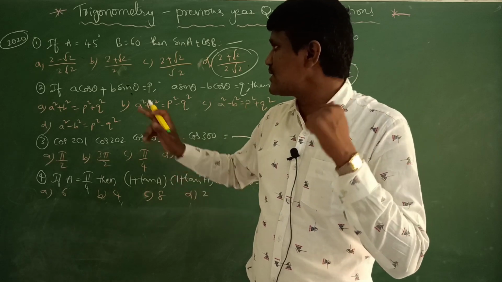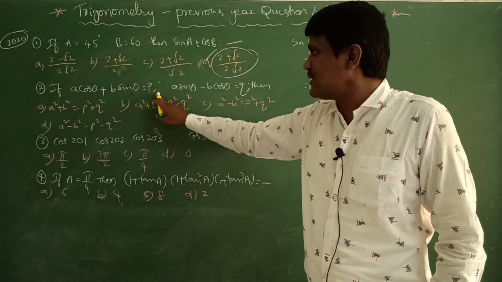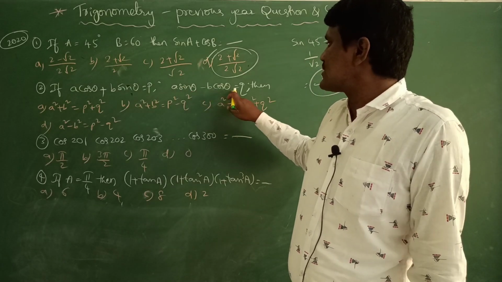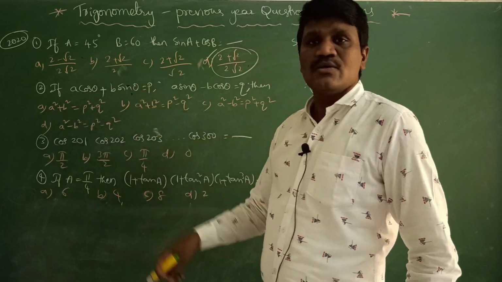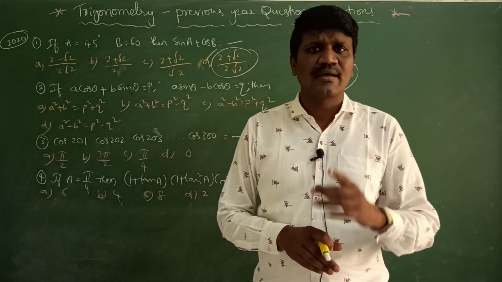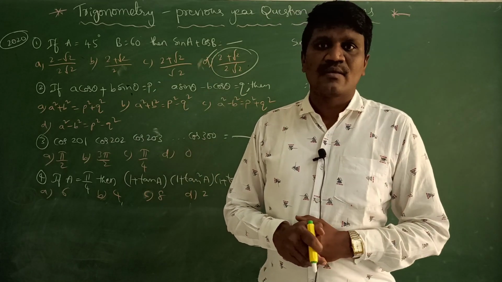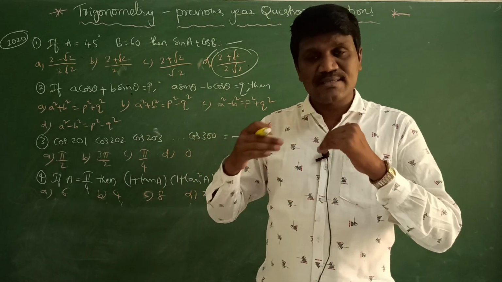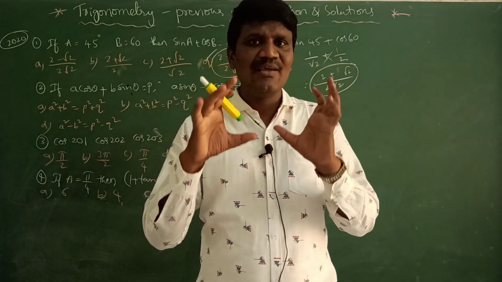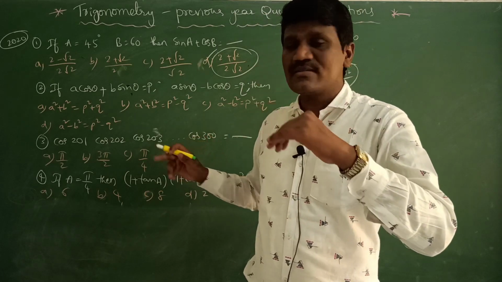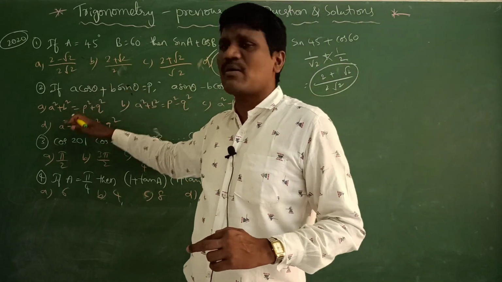Okay students, now the second problem. If A cos theta plus B sin theta is equal to P, and A sin theta minus B cos theta is equal to Q, then which one is correct? In every question paper, a question based on this is present. This is nothing but what we can call elimination of theta. How to eliminate theta is based on that concept. A problem like this is present in every question paper.